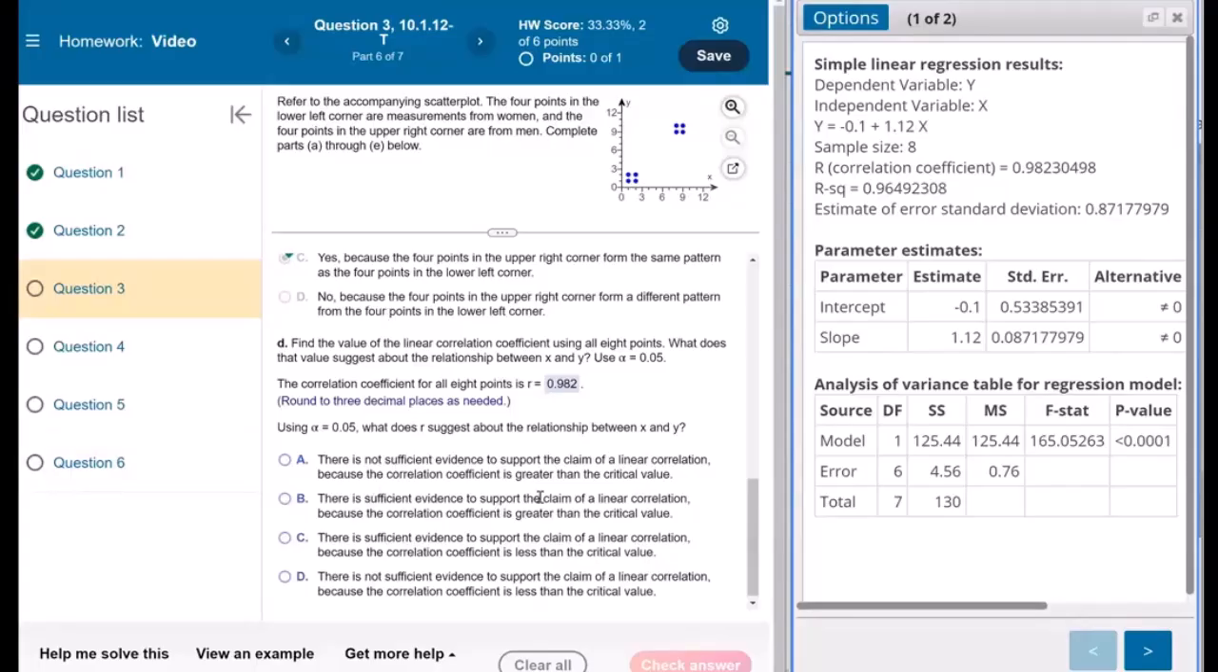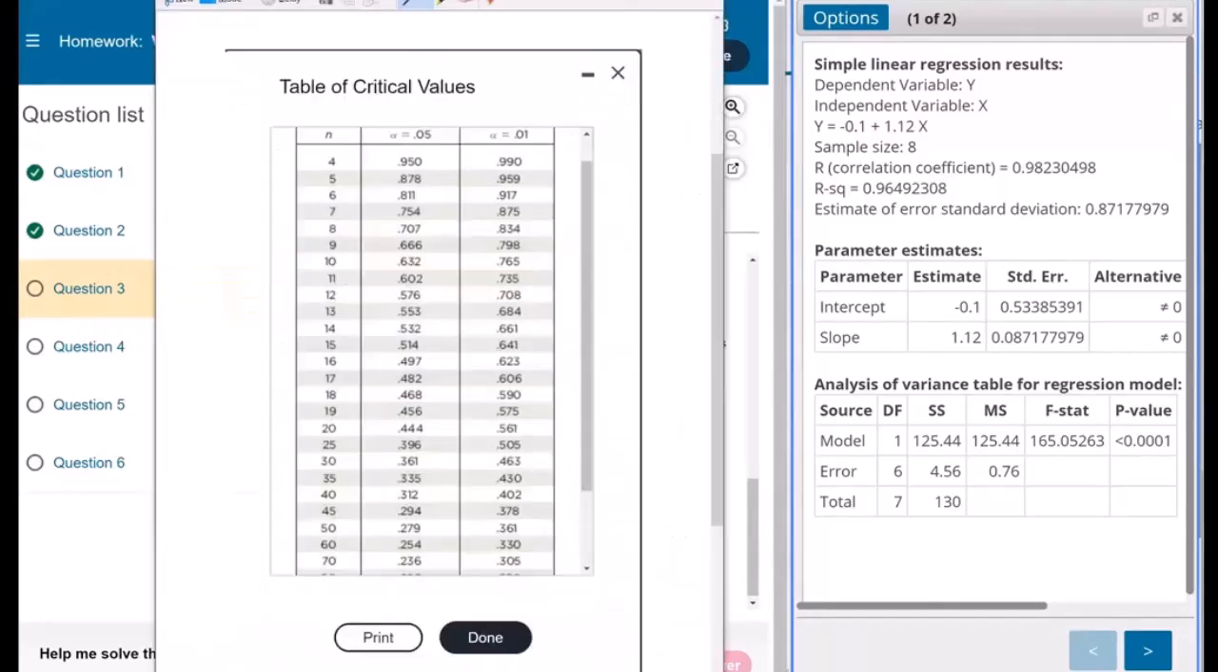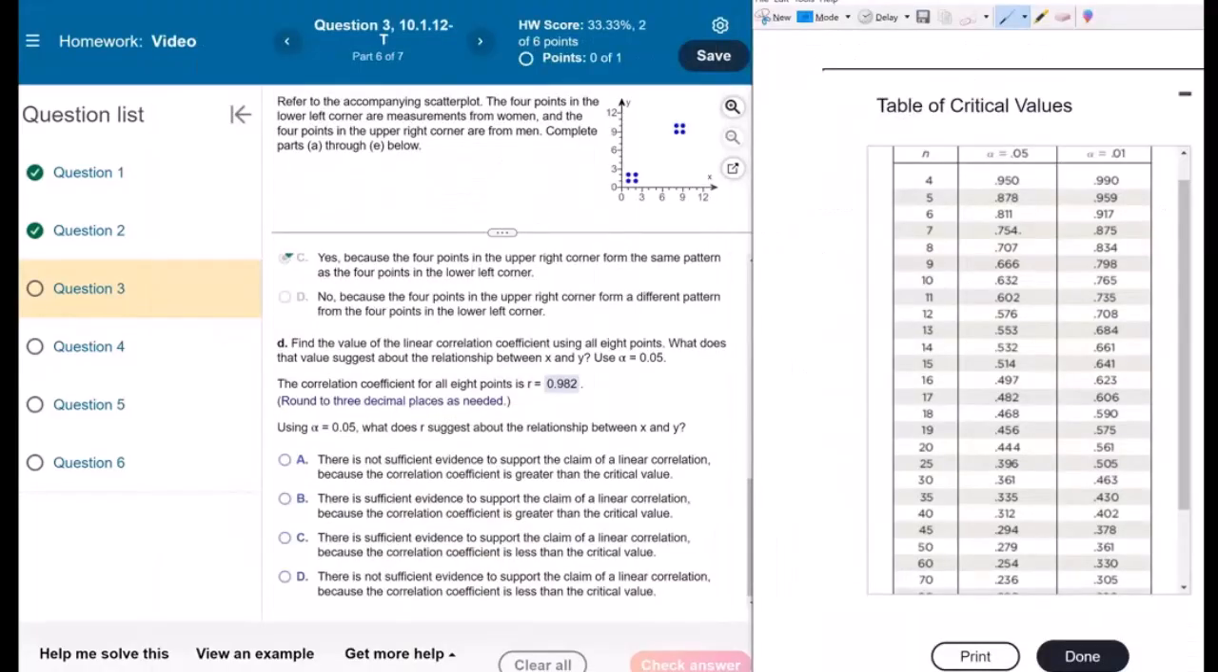There is sufficient evidence to support the claim of a linear correlation because the correlation coefficient is greater than the critical value. We know the correlation coefficient, but we don't know the critical value. I have a copy of the table with the critical values. Alpha equals 0.05. We get 0.707. There is sufficient evidence to support the claim of a linear correlation because the correlation coefficient, which we found here, is greater than the critical value.